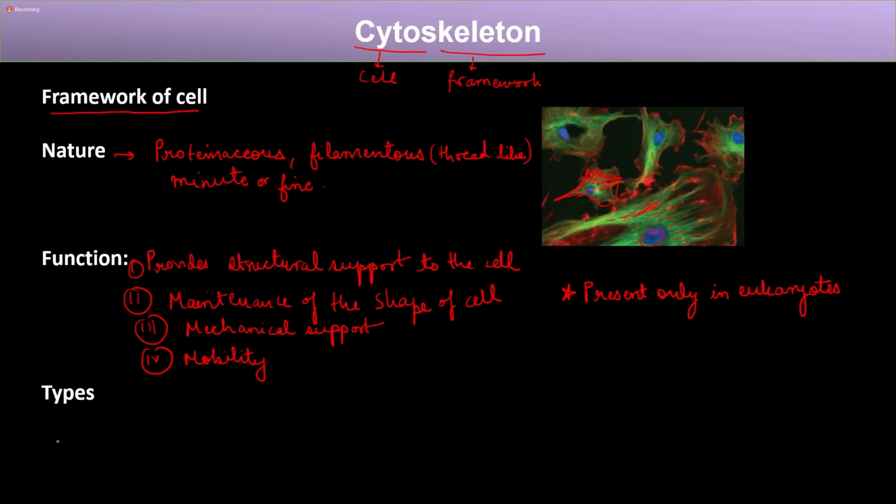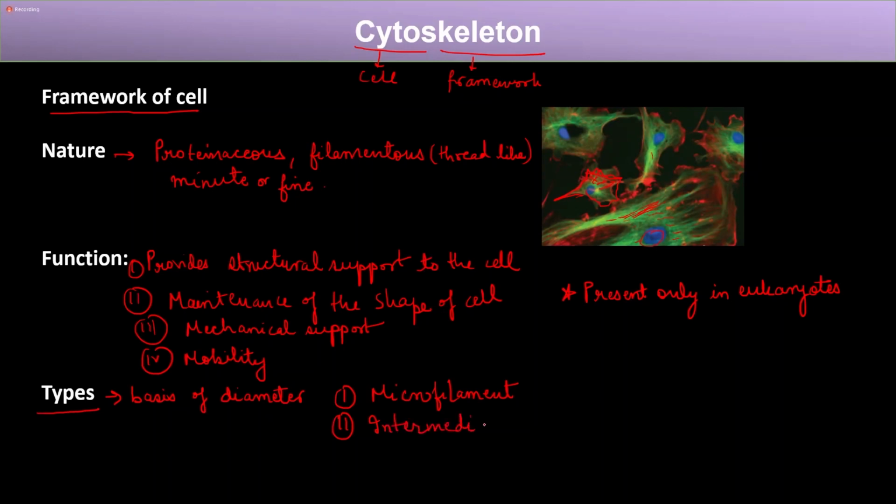Now, these cytoskeletons are of three types. On what basis? On the basis of diameters. So on the basis of diameter of the cytoskeletons, there are three types. And the first is microfilament. The first type is named as microfilament. The second is called as intermediate filament.